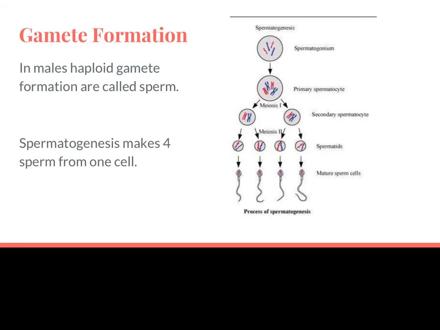So in males, haploid gamete formation is called a sperm. And as you can see here, the process of spermatogenesis, genesis means the beginning. So the beginning of making sperm, we break apart into 2, then into 4. All of these have half of the information inside of them. Spermatogenesis will make 4 sperm from 1 cell.